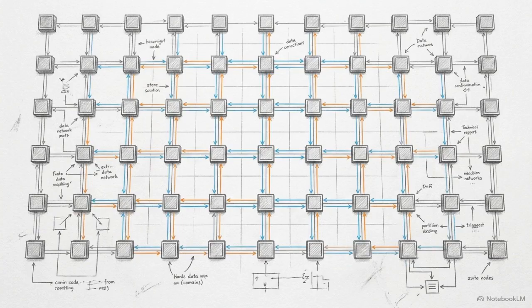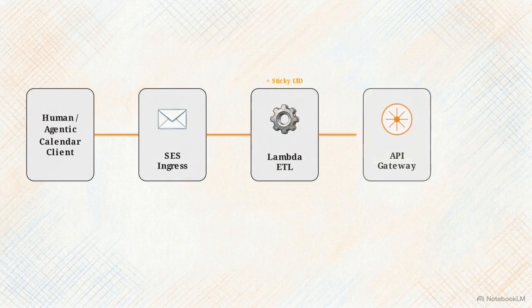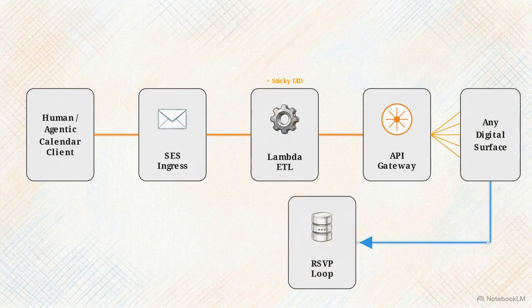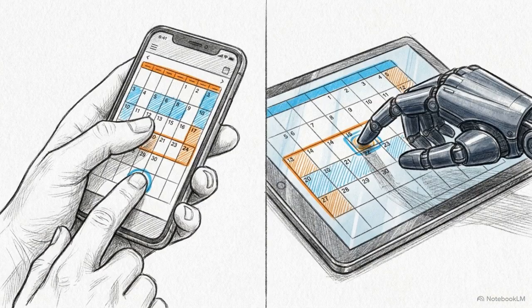This end-to-end AWS architecture provides a complete overview of the system's logic. We can trace the full lifecycle: SES ingress, Lambda ETL, API gateway distribution, and the continuous RSVP feedback loop. The system originates from a universally accessible, low-friction interface. It leads to infinite endpoints, all powered by the headless architecture. This bridges standard human-in-the-loop workflows with advanced headless automation.